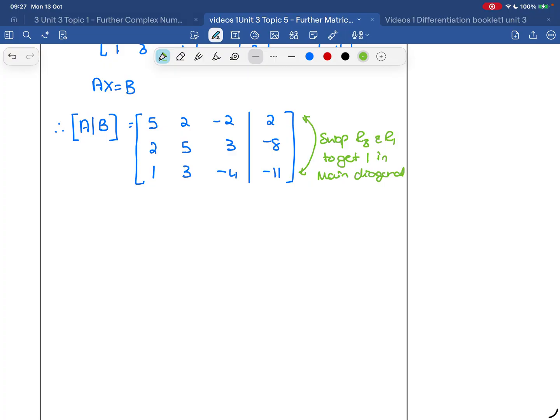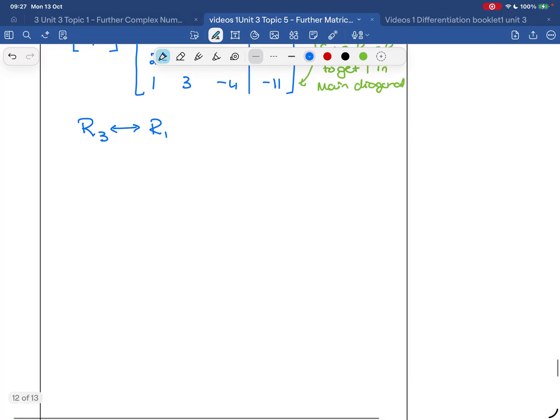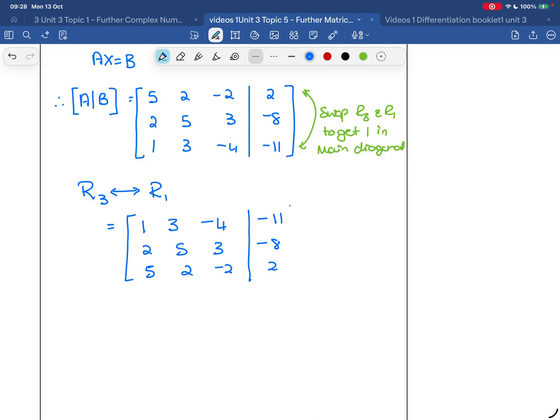The green here is not part of your communication. This is just so that you can see what I'm doing. Communicating, I'm going to say row 3 swaps with row 1. So now I'm going to redo my matrix, and now I've got 1, 3, -4, -11, 2, 5, 3, negative 8, and then 5, 2, negative 2, and 2.